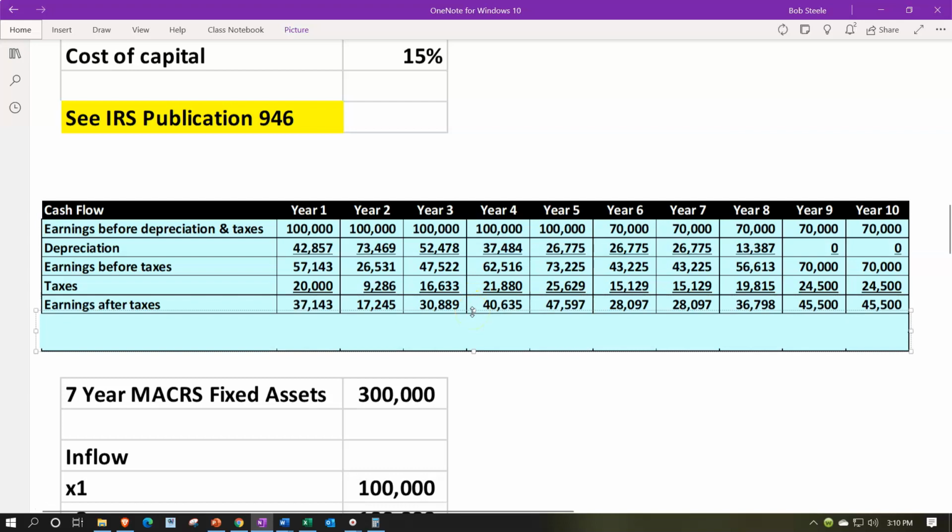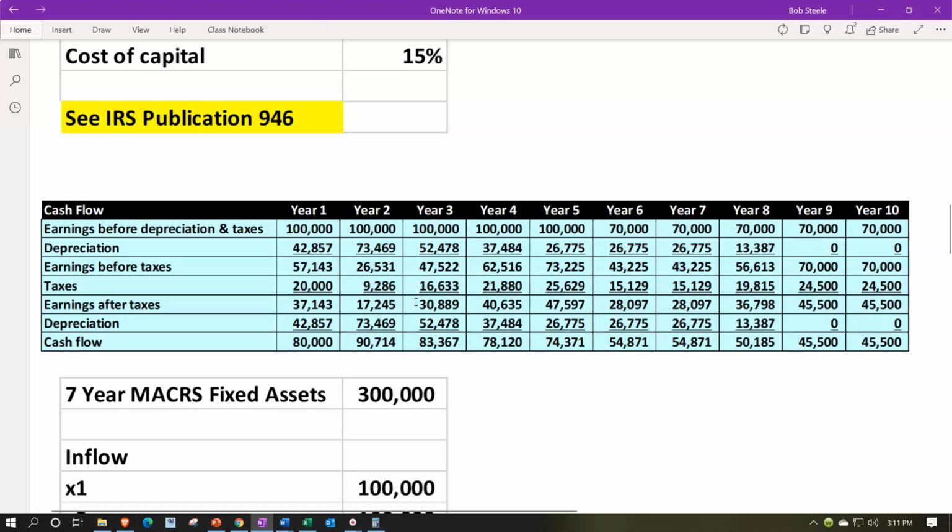Then we have the earnings after taxes, which would be just subtracting this out. Earnings before taxes, for example, 57,143 minus the 20,000 taxes gives us the 37,143. The 26,531 minus the taxes of 9,286 gives us 17,245. The 47,522 minus the taxes of 16,633 gives us 30,889.